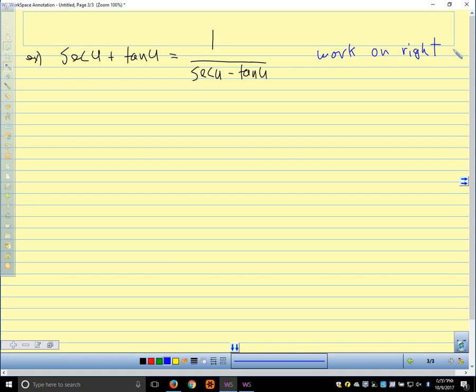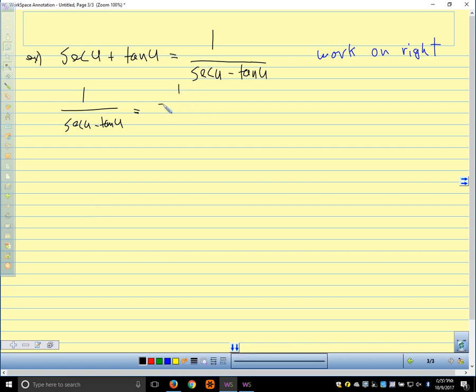So what I'm going to do for the right side is, because we have more to work with when we have fractions, I'm going to rewrite this in terms of even more fractions. And the other reason I say that is I look at secant u and I know that's 1 over cosine. And tangent u is sine over cosine. So I have cosines in the denominator.